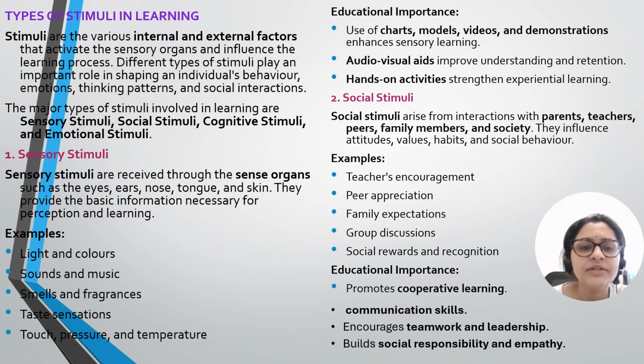What are the different types of stimuli? Stimuli are various internal and external factors that activate the sensory organs. They are the main reasons for activation of the sensory organs, and they influence the learning process. Different types of stimuli play different roles in shaping an individual's behavior, emotion, thinking pattern, and social interaction. So what are the major stimuli? Sensory stimuli, social stimuli, cognitive stimuli, and emotional stimuli.